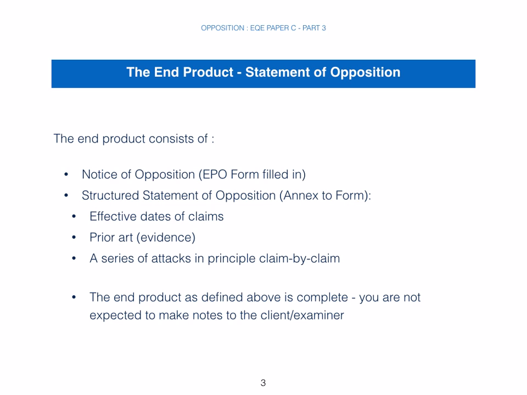The end product consists of a notice of opposition, which is EPO Form 2300 filled in, and a structured statement of opposition, which is an annex to the form. The statement includes effective date of claims, prior art evidence, and a series of attacks in principle, claim by claim, one claim after the other.